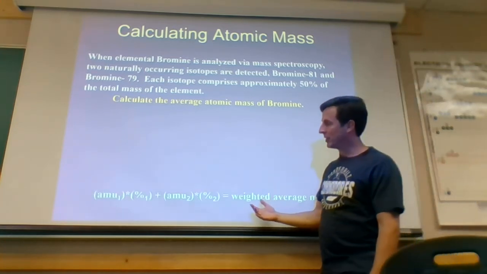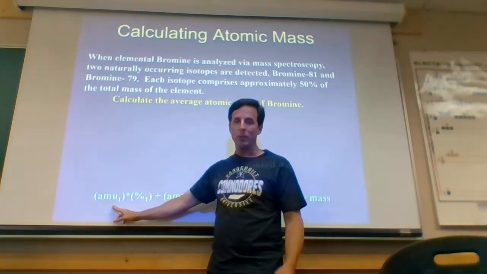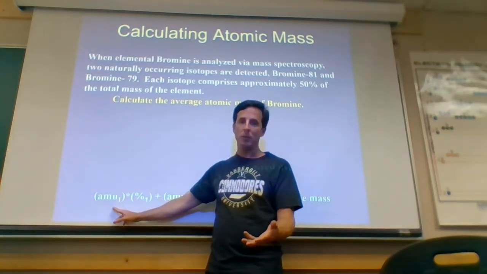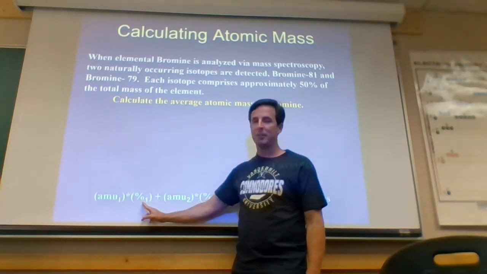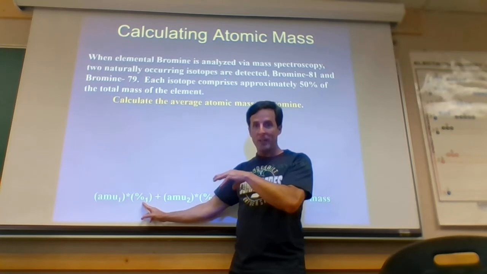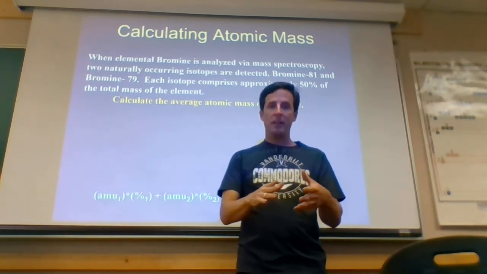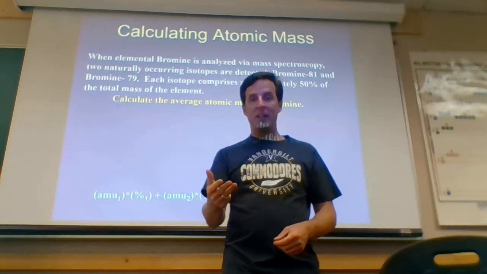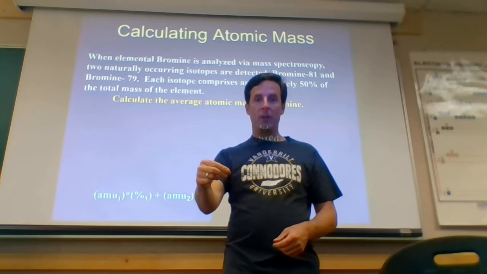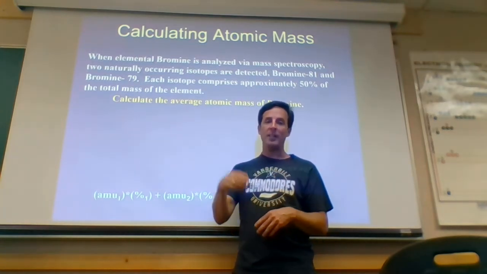So here's the equation. It's going to be the weight of the first isotope, and usually the units are AMUs, atomic mass units. So it's going to be the weight of the first isotope times its percentage. The one trick here is that the percentage needs to be in decimal form. So 50% is going to be 0.5. If it was 3%, that'd be 0.03. Okay, so just remember you divide by 100, or move the decimal over 2 places, to change percentage into decimal form.